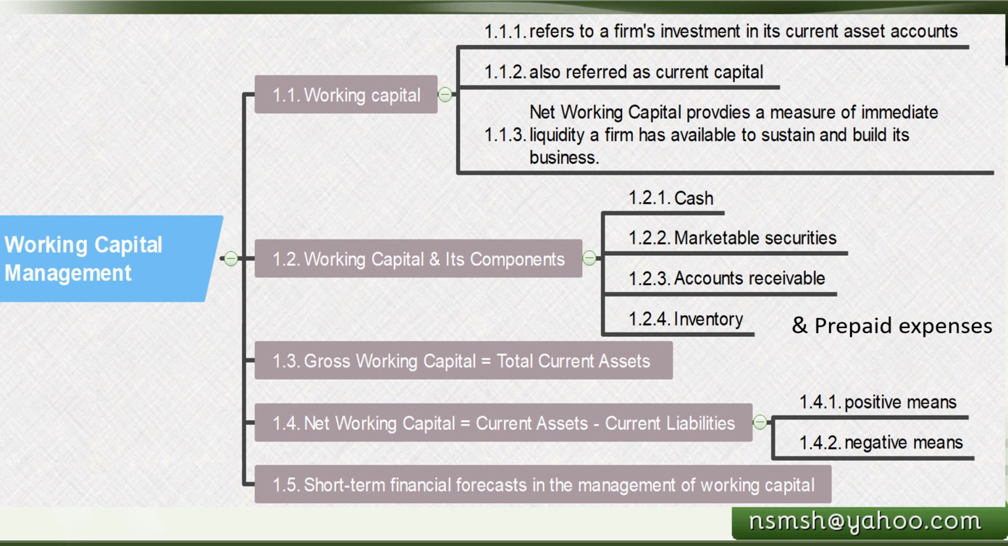So here we discuss the meaning of working capital management. When we talk about working capital, generally it refers to a firm's investment in its current assets accounts. But technically, net working capital means current assets minus current liabilities. But for gross working capital, we talk about total current assets. It is also referred to as current capital.